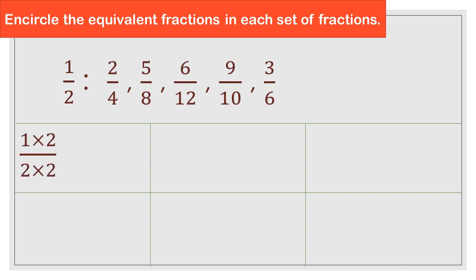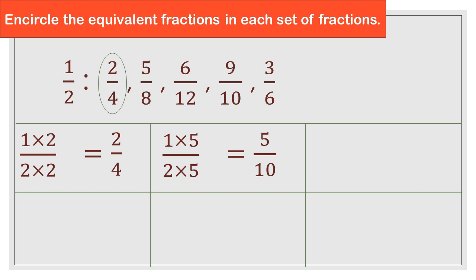So multiply numerator and denominator by the same number 2. 1 2s are 2 and 2 2s are 4. So the equivalent fraction is 2/4. So encircle 2/4. Let's take 5/8. To find the equivalent fraction of 1/2, which number will you multiply to 1 to get 5 in the numerator? Yes, 5, because 1 5s are 5. So multiply numerator and denominator by the same number 5.